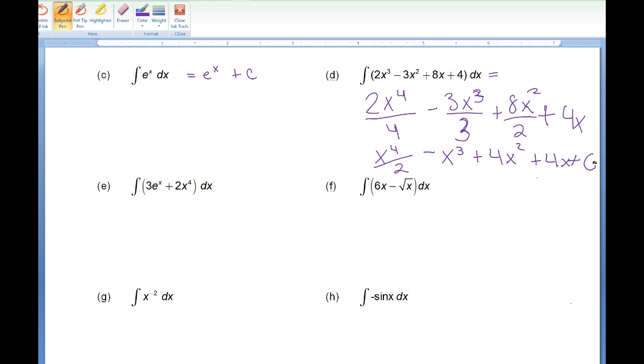Right? There's no c. That's why I said the c goes away. It's a constant, so the derivative is 0. Okay, anybody want to try E?